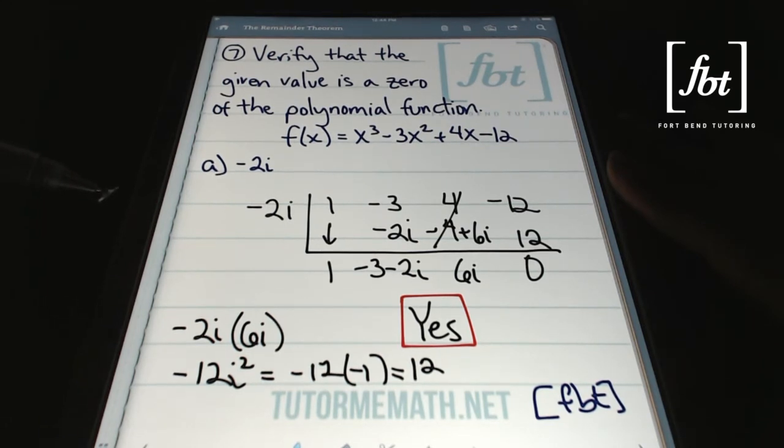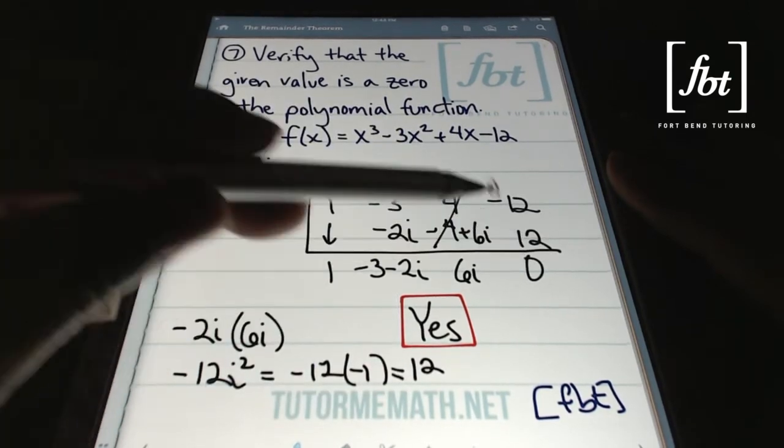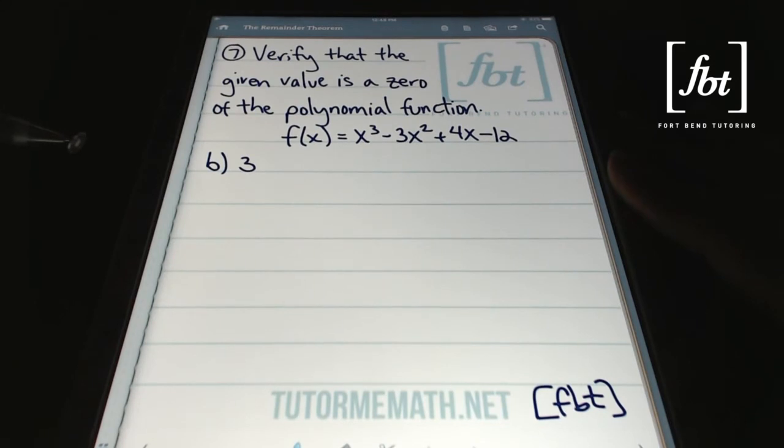Done and done. Obina says yes, the given value is a 0. Good job, Obina. And we know that. Why? Because the remainder is 0. And that is using the remainder theorem to its fullest. Good deal, guys.